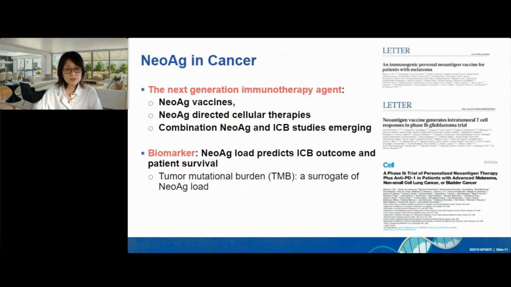Neoantigens can be used to treat cancer in the forms of vaccines, cellular therapies, and in combination with ICB. In addition, neoantigens are also biomarkers that predict ICB outcome and patient survival. With the lack of accurate measurement of neoantigen load, however, tumor mutational burden has been used as a surrogate. We have published that neoantigen load actually is a better biomarker than TMB.